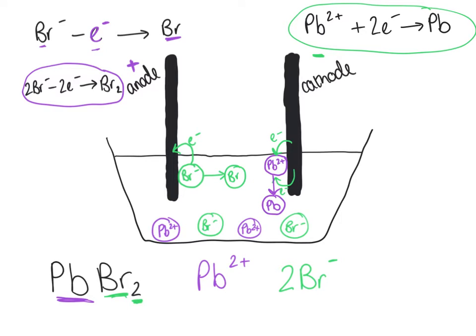So you can see that over on the left, I've got my anode, and what has happened there is that the bromide ion has lost an electron to become a bromine atom. And over on the right-hand side, the lead ions have gained 2 electrons to become lead atoms. So overall, this is kind of the opposite to bonding. Rather than forming ions, what we're trying to do is get back to the normal atoms, the atoms that have no charge.